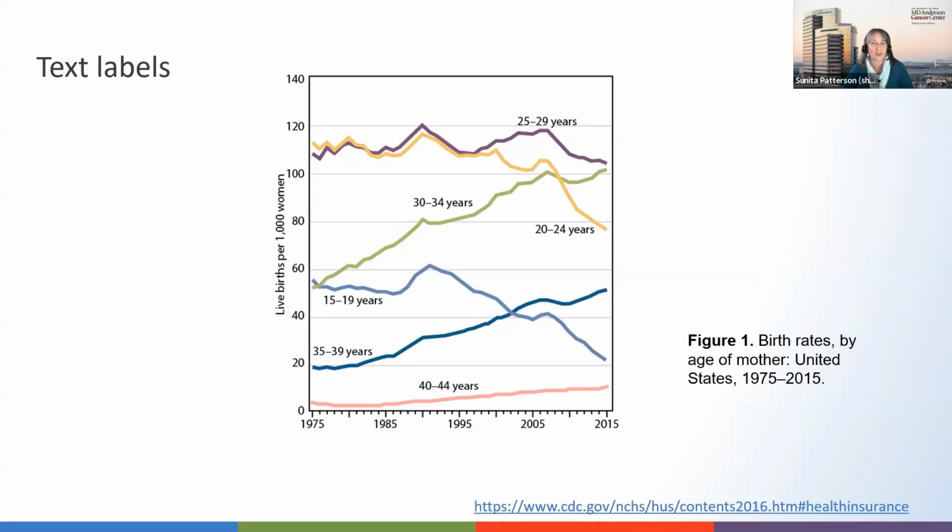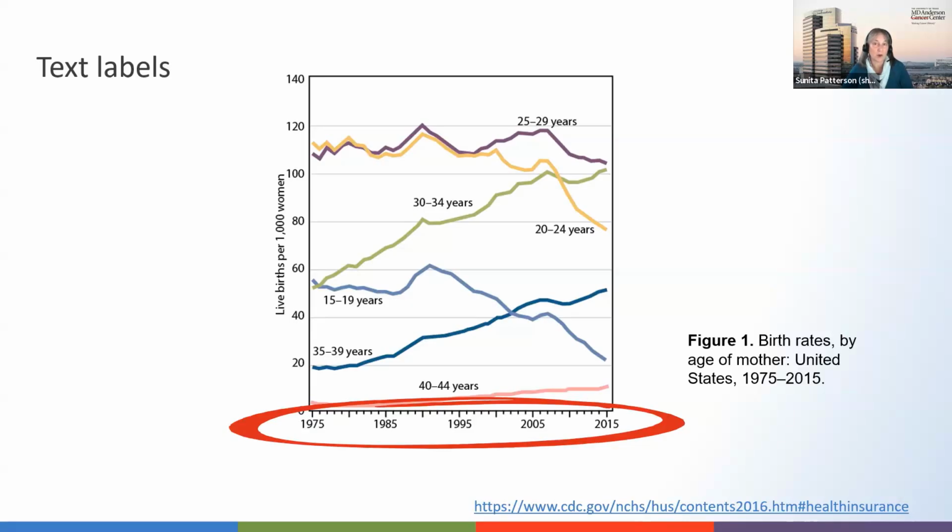Let's focus first on good text labels. This is a graph of birth rates over time. The y-axis label is live birth rates per 1,000 women. Very clear. The x-axis shows the years. Note that to avoid crowding, only some years are shown, with the others represented by tick marks.